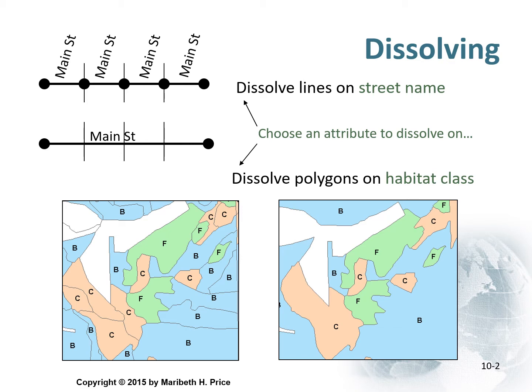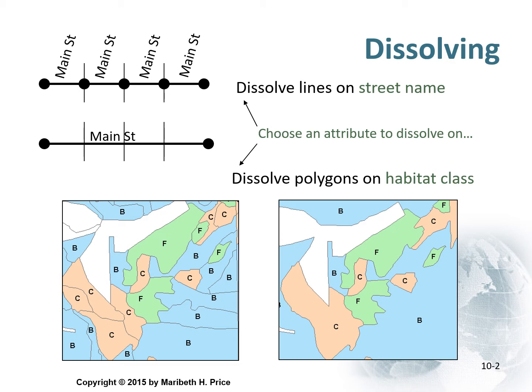And basically you select an attribute, a field, if you will, a column. And within that column you select to dissolve, and it will go through that column or that field, and it will find all the possible answers that are there. In this case it would be B's and C's and F's, okay? And it will then take all those B's and put them together as one, all those C's and put them together as one, all those F's and put them together as one, much as like you see here on the right.